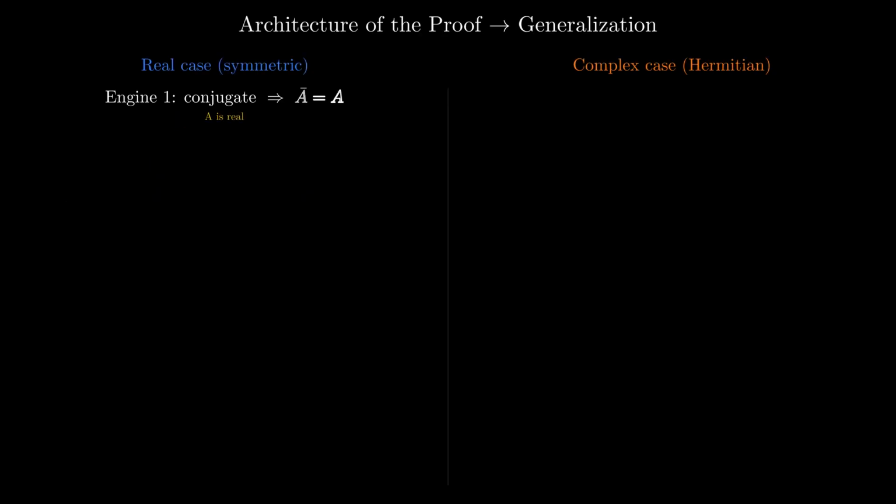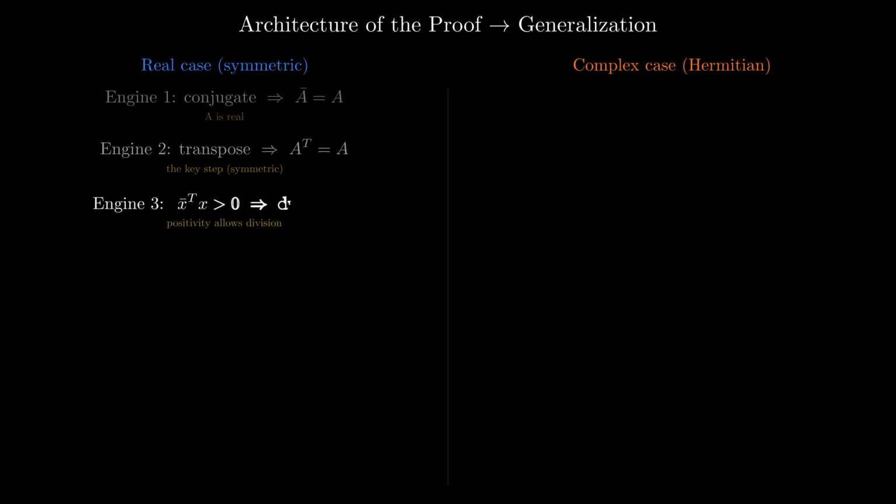Let's review the architecture of the proof. It rested on 3 engines. 1. We conjugated the equation and A didn't change because it's real. 2. We transposed and A transpose collapsed back to A because A is symmetric. That was the key step. 3. x bar transpose times x is a positive real number, so we were allowed to divide. Knock out any one of these supports and the whole proof breaks.